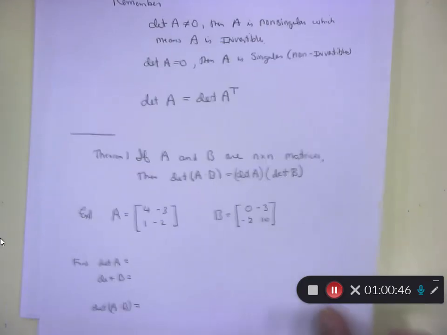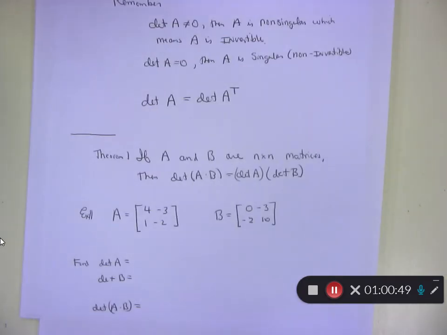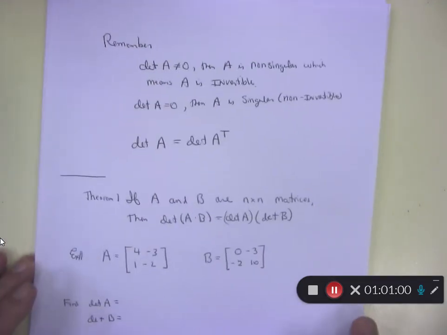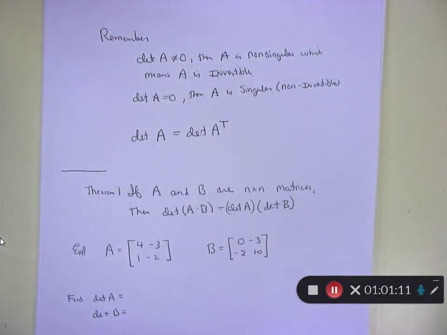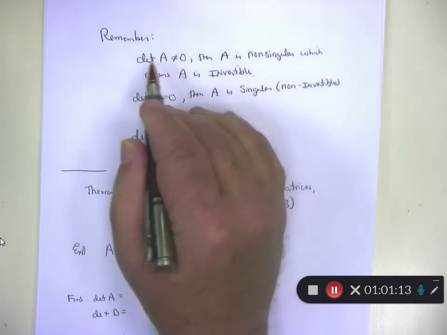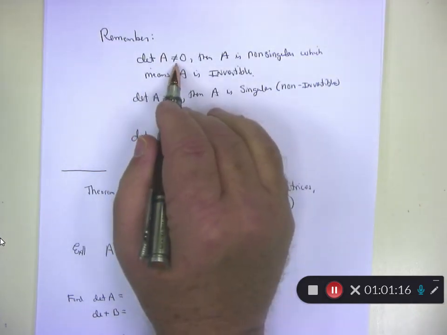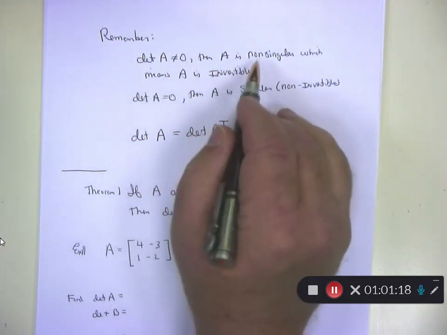So, some more about these determinants. All right, a couple of things we want to talk about. Again, another reason why we want to know about this determinant thing. Remember, I've actually mentioned this to you before. If the determinant of A is not equal to 0, then A is non-singular.